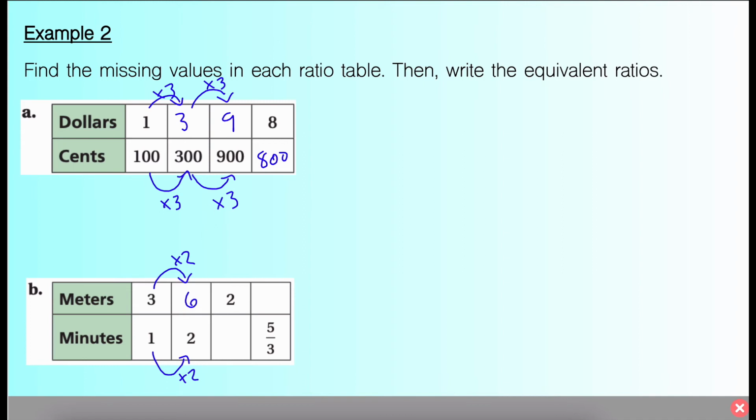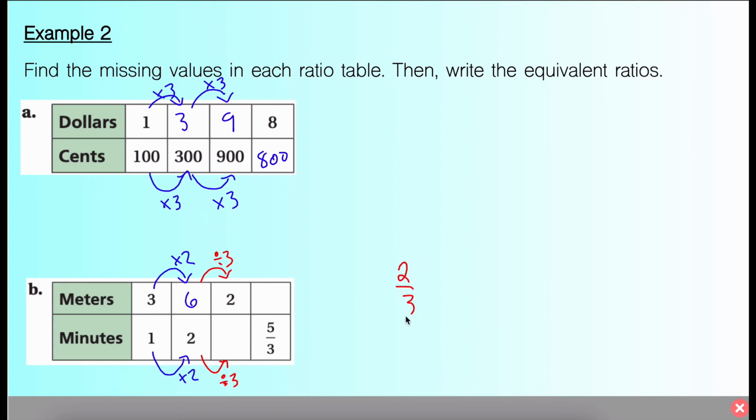For the second missing value, I've got how many minutes does it take to travel 2 meters? Well, how do I get from 6 to 2? That's the jump I'm seeing. I think the easiest thing here would be to divide by 3. 6 divided by 3 is 2. That's a pretty nice connection, which means whatever you do to the first value of the ratio, you have to do the same thing to the second. Divide by 3.